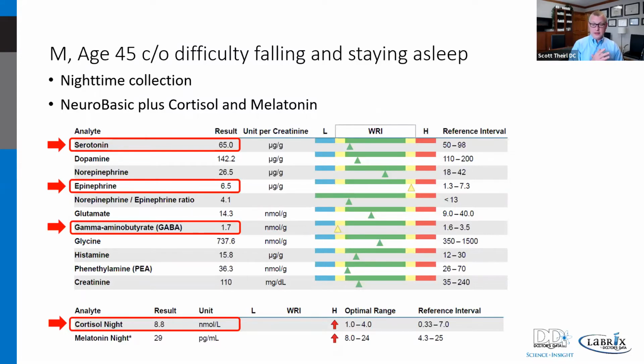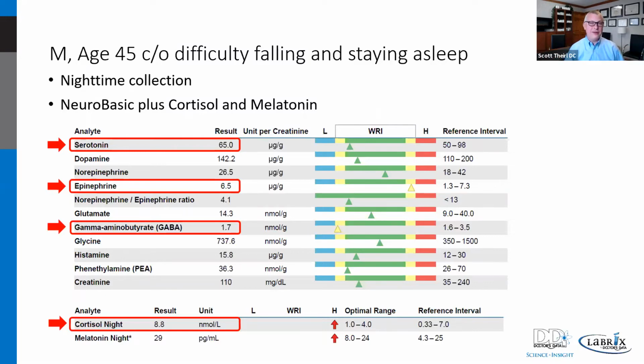And then we have a cortisol in this person. 8.8 reference range, 0.33 to 7. Optimal range, 1 to 4 at bedtime. And we're cranking out at 8. That doesn't feel good at all. So cortisol coming down, an absolute opportunity.